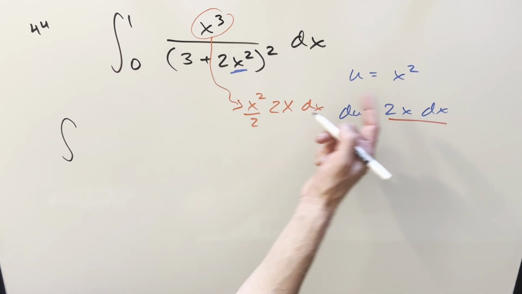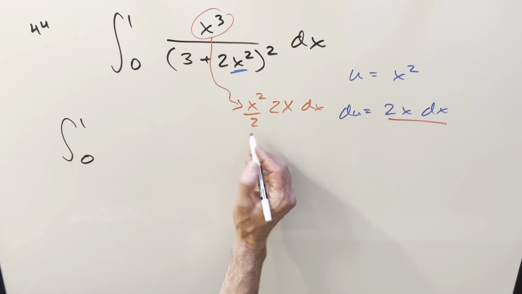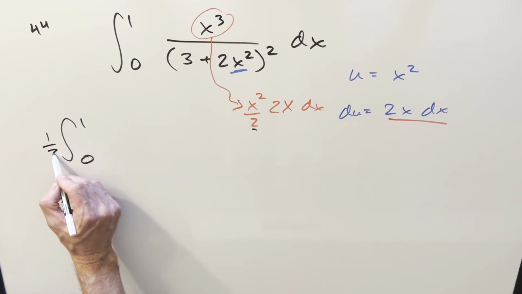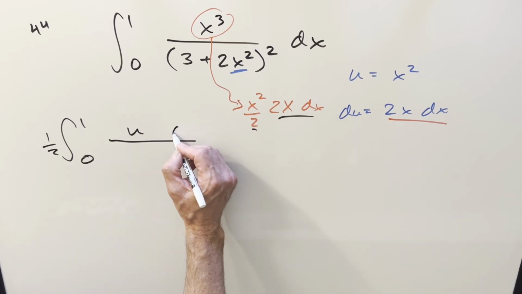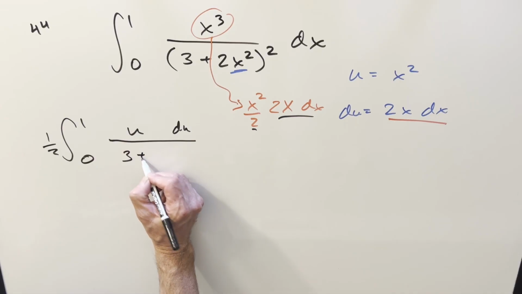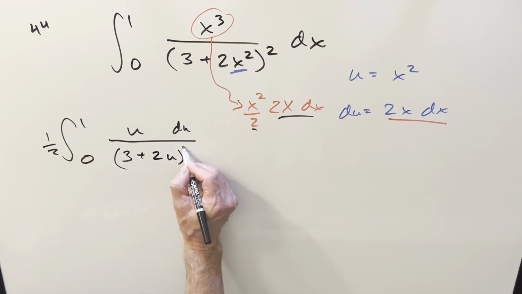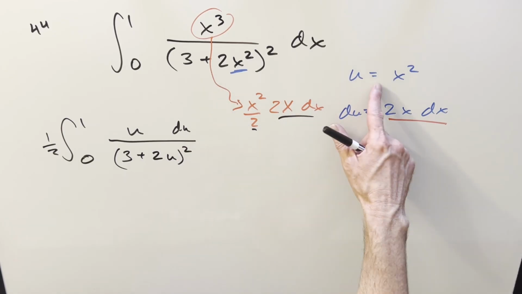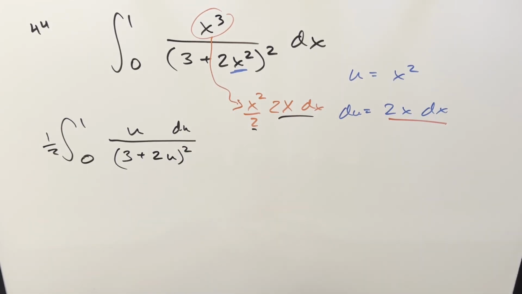First, when you plug 1 in, it's still 1. You plug in 0, it's still 0. From this right here, we'll bring a half out front. The x squared is just u, and all this is du. Then in the denominator, it's going to become (3 plus 2u) all squared. I'm kind of wishing I substituted for the whole 2x squared. Not that it's going to make a big difference, but maybe that would clean it up a little bit more. Anyway, let's just keep going.